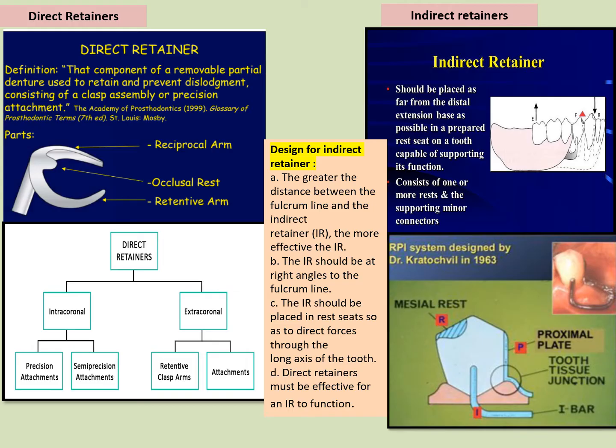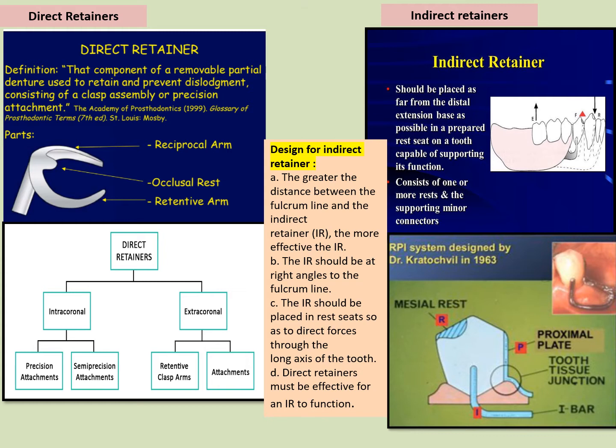Now direct retainers are divided into intracoronal and extracoronal. Intracoronal is like precision attachment, semi-precision attachment, which is a topic of FPD when we discuss it, and the extracoronal is with the retentive clasp arms and the attachment. Now you can see this is called the RPI design. That's also a very important design, always asked in the exam, which has the mesial rest, proximal plate, and the I-bar. So it becomes the RPI design.